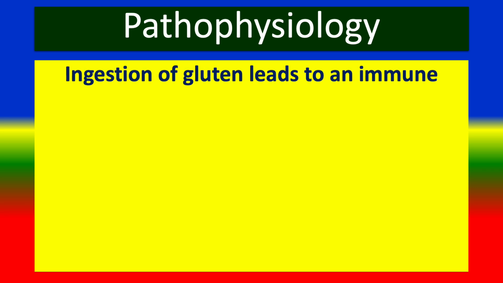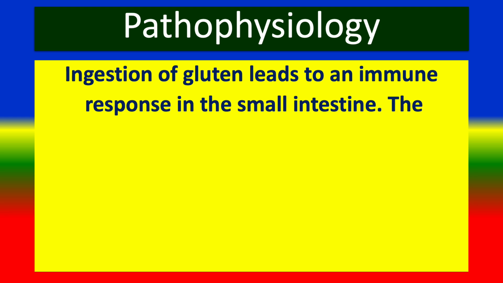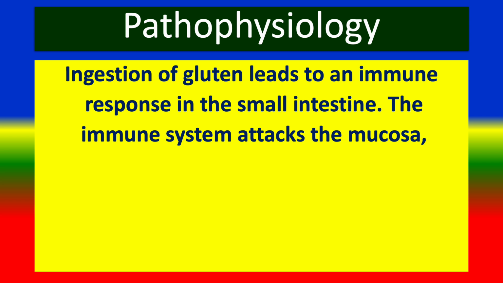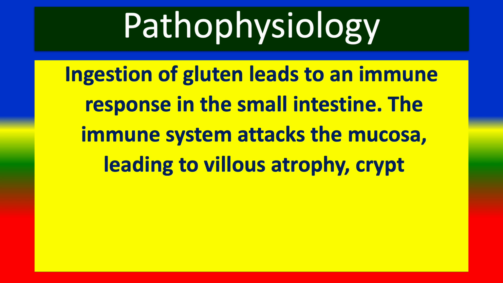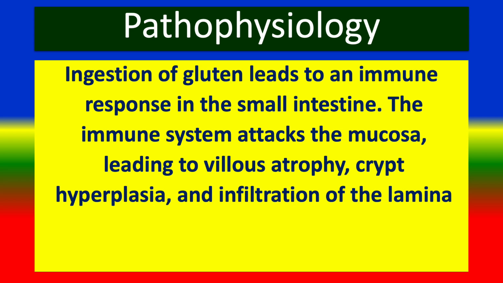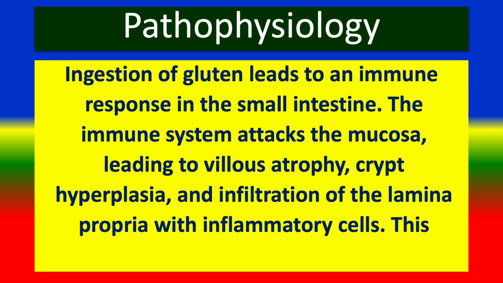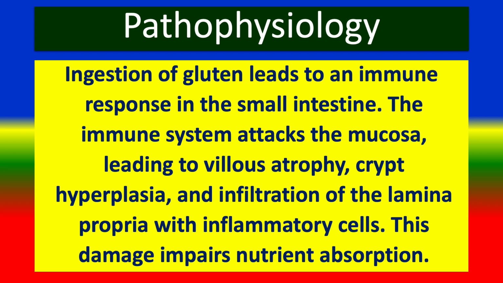Pathophysiology. Ingestion of gluten leads to an immune response in the small intestine. The immune system attacks the mucosa, leading to villous atrophy, crypt hyperplasia, and inflammation of the lamina propria with inflammatory cells. This damage impairs nutrient absorption.